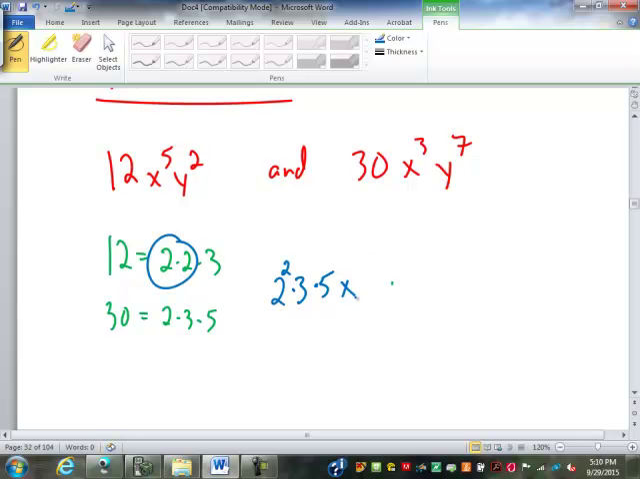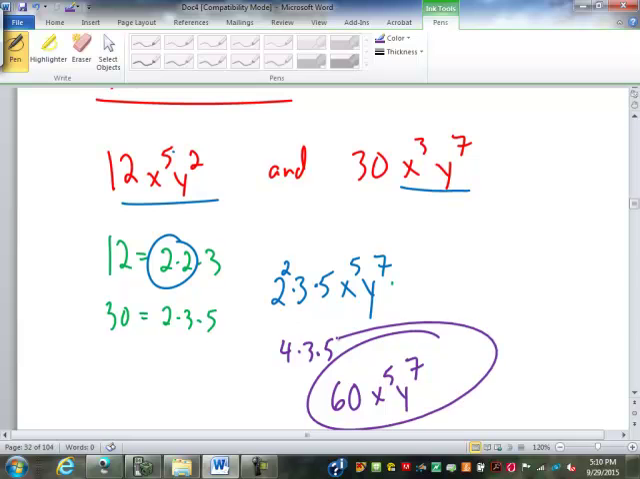So now we've got x to the largest power, which is the 5th. For LCM, we're taking the largest power. And y to the 7th. So 2 squared is 4 times 3 times 5 is 60. X to the 5th, y to the 7th.